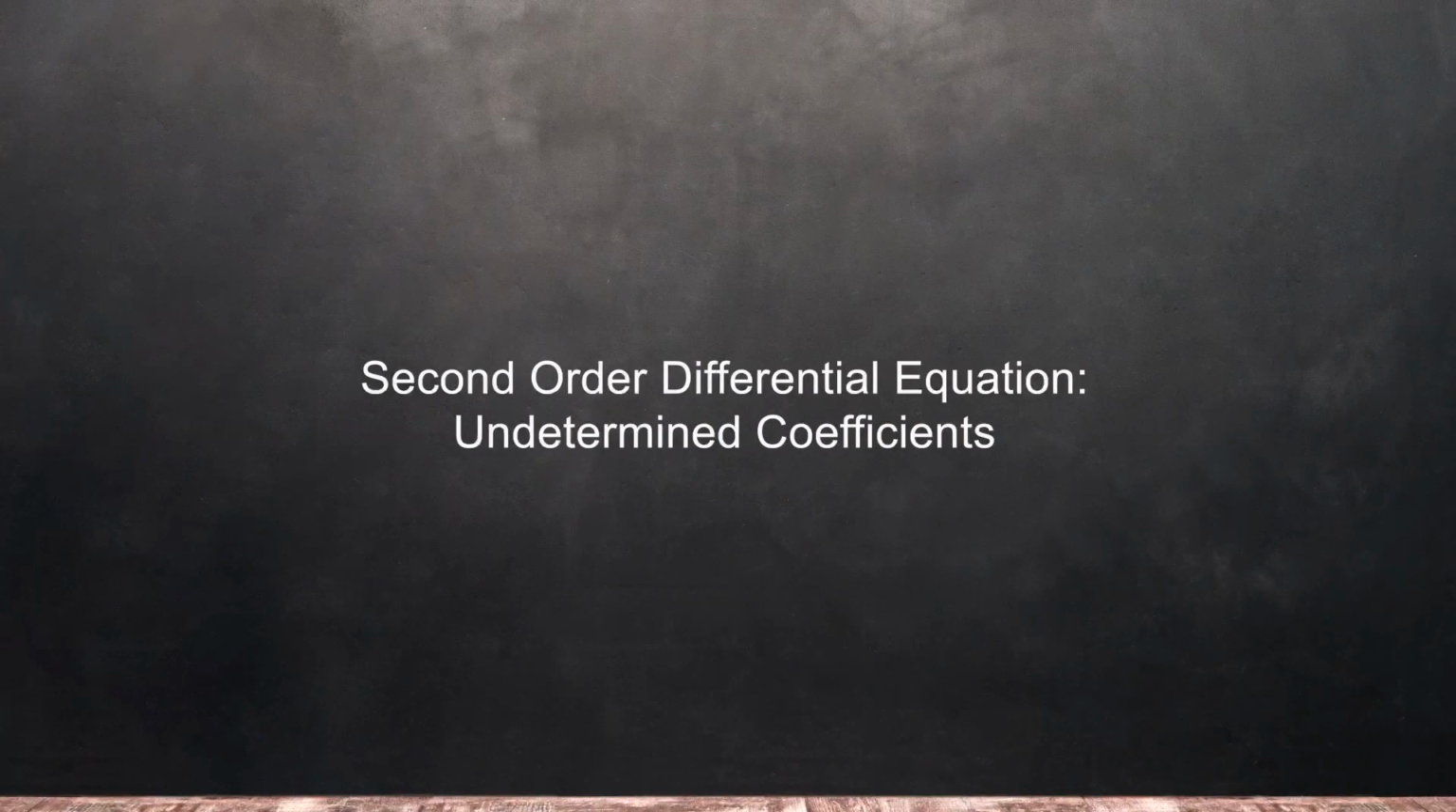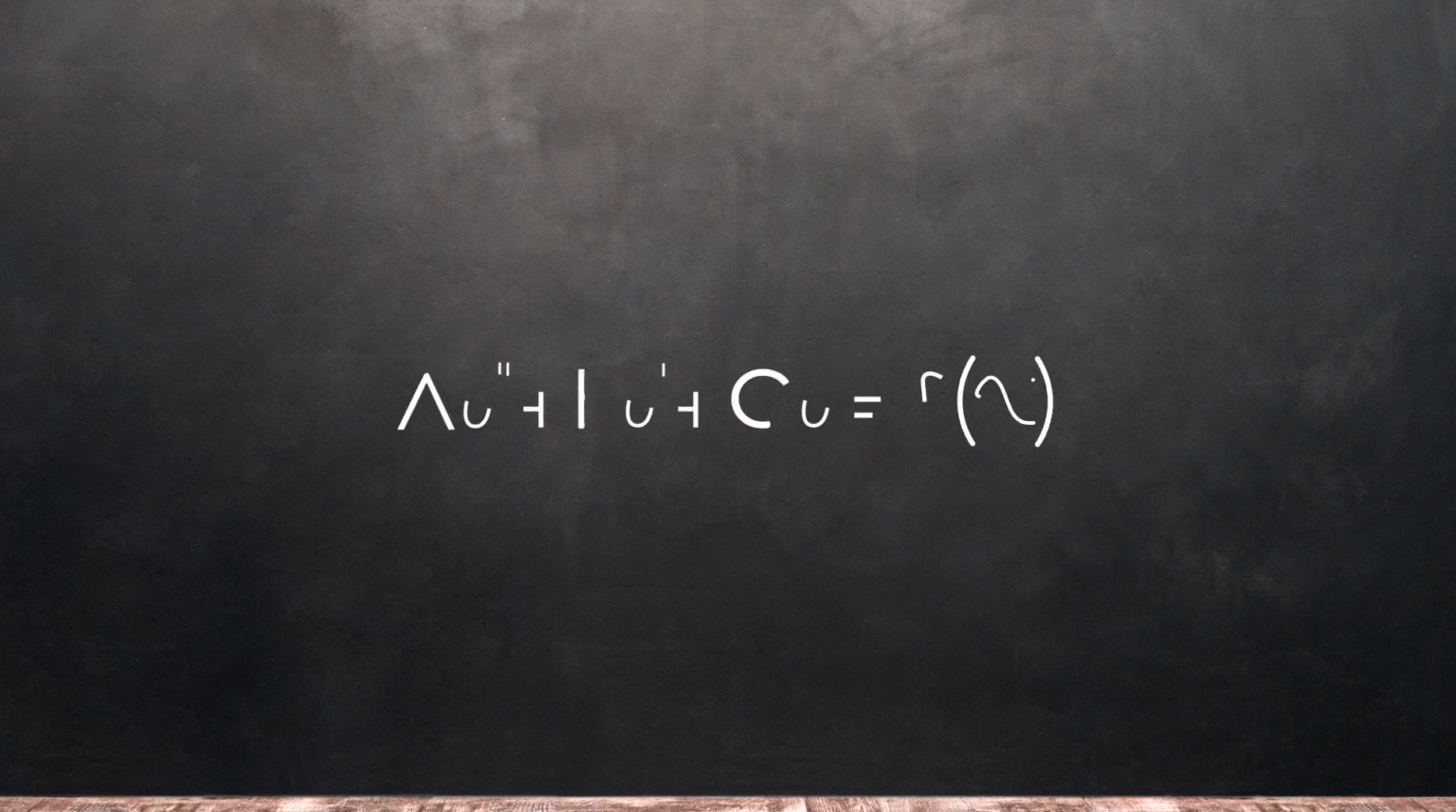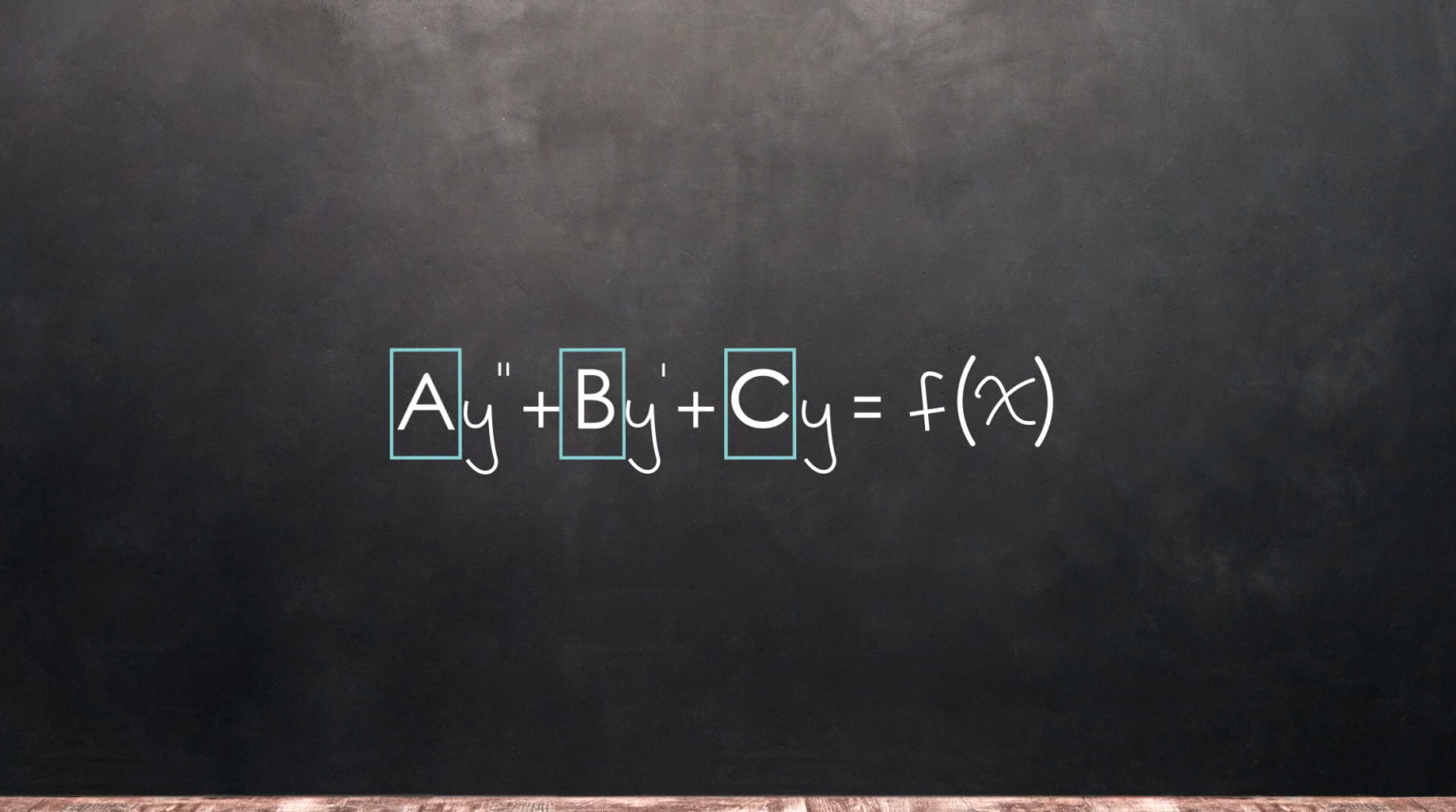In this video, we are going to learn how to solve non-homogeneous second-order linear differential equations with constant coefficients using the method of undetermined coefficients. A non-homogeneous second-order linear differential equation has the general form of a times the second derivative plus b times the first derivative plus c times the function equals a function of x or t, depending on the variable used. A, b, and c are all constants.